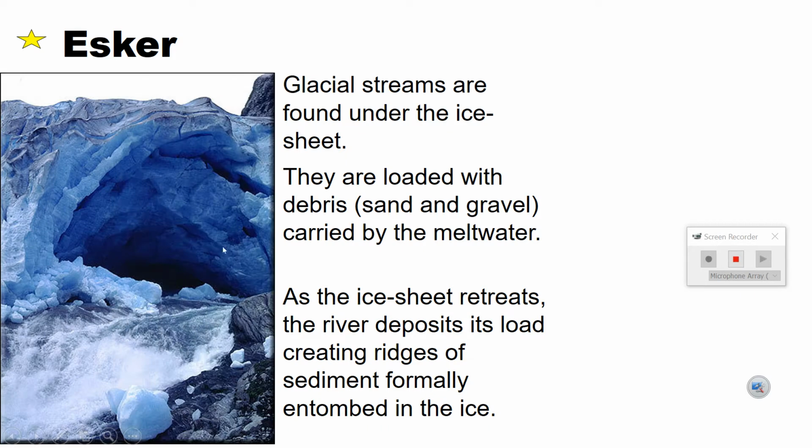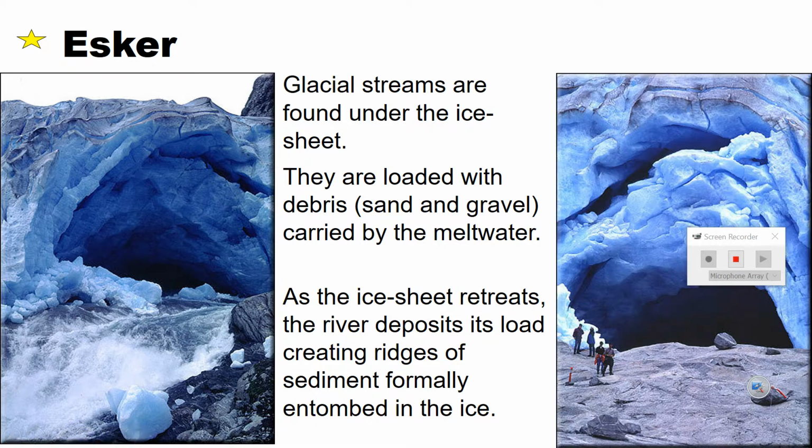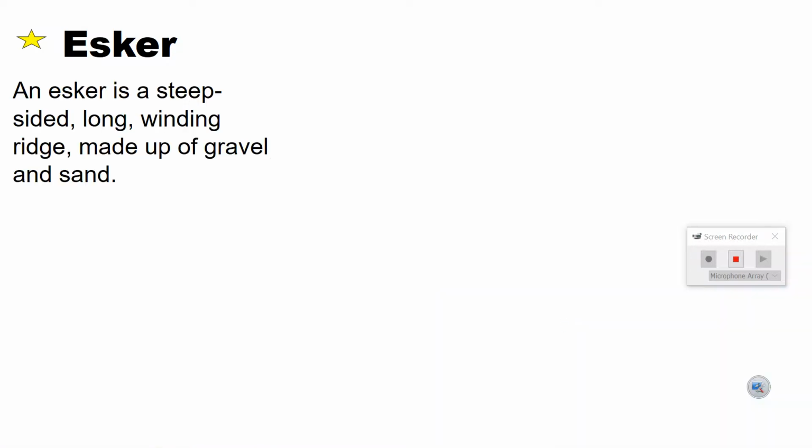There's a glacial conduit or a tunnel, water rushing out of it down here. This isn't ice, this is water. There's a lot of sediment, just like in a river, coming through the glacier. There's an even bigger one, so huge tunnels underneath the glacier. They're long, steep-sided, they wind, they twist and snake, and they're a ridge. They're made up of sand and gravel, as these pictures will show you.